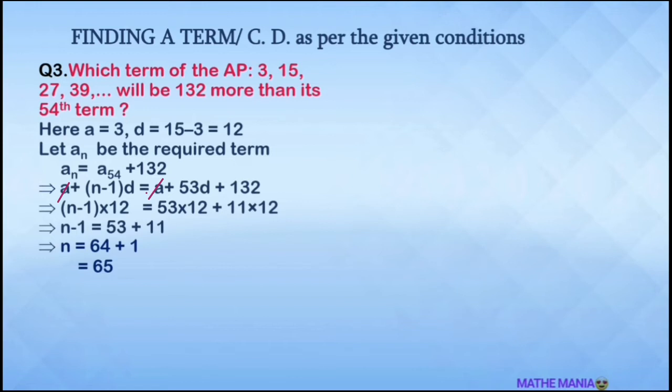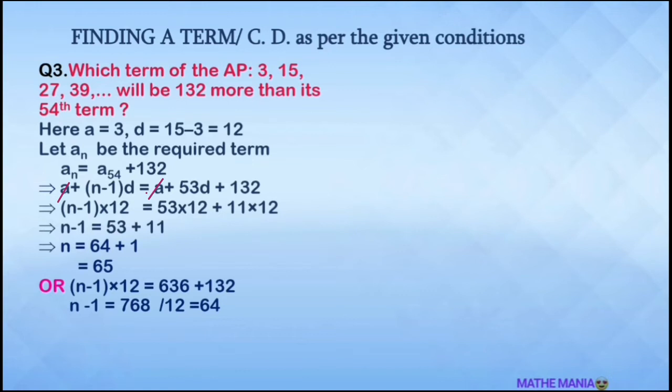If you are not able to understand this trick, you can also solve this equation directly like the second method shown here. In that case, n minus 1 into 12 is equal to 636 plus 132, or n minus 1 is equal to 768 upon 12, which is equal to 64. Therefore, n is equal to 65. So I have discussed two ways of solving this equation. Whichever you find easier, you can apply that.